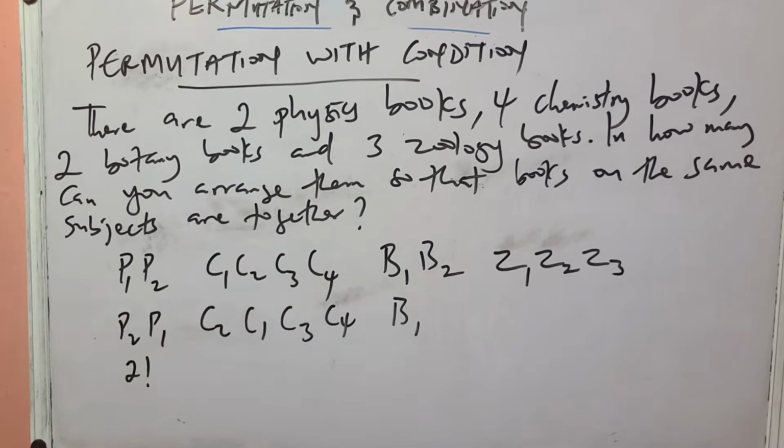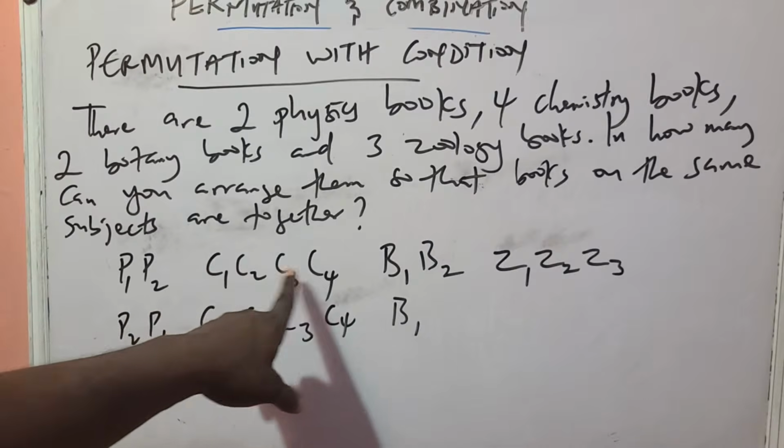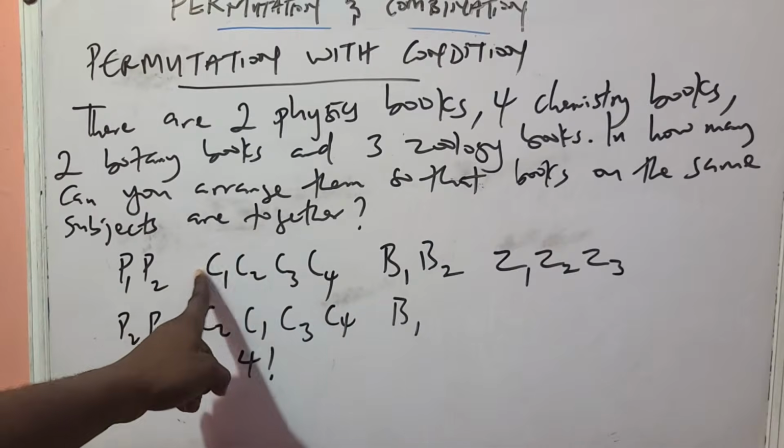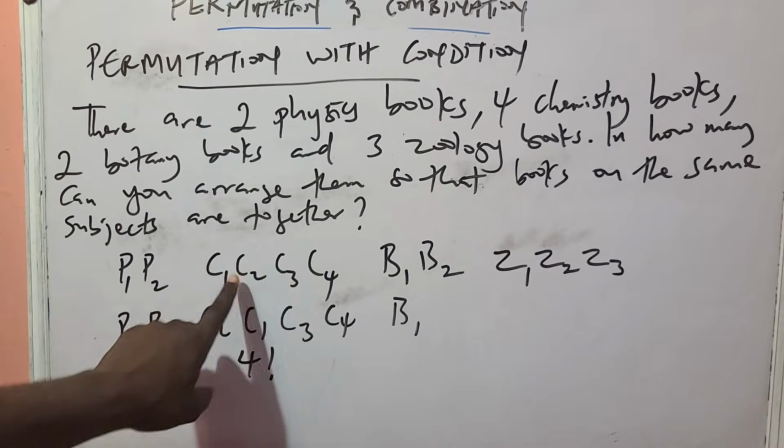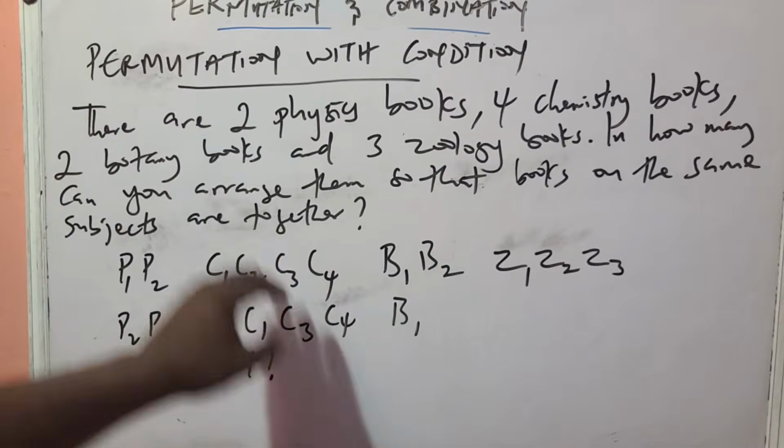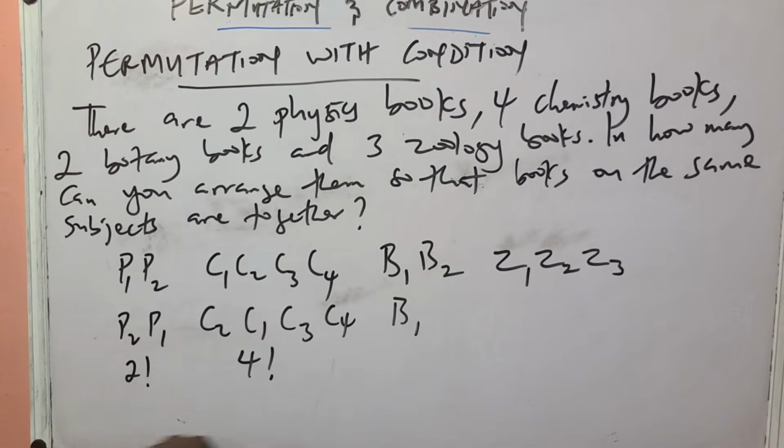How many ways can you arrange the chemistry books? Guys, give me my answer quickly. 4 factorial ways. That's good. Now, that means we can have these chemistry books 4 factorial ways. 4 factorial is obviously going to be what? 24. That means I could have C1, C2, C3, C4. That's a way. I can also have C2, C1, C3, C4. That's another way. I can have C2, C1, C4, C3. All those possibilities are embedded in that 4 factorial, which we did yesterday in our introduction to factorial permutation.